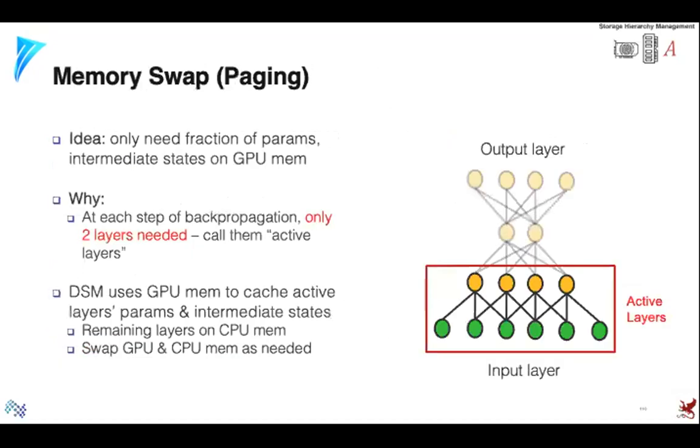Okay. So one way to alleviate this problem is to do paging, otherwise known as memory swapping. Memory swapping systems are a simple idea. When you do back propagation, you only touch two layers at a time. So what if you just load the parameters and intermediate values that are connected to these layers? And then as the algorithm is about to move to the next layer, we unload the previous layer and load in the new layer.